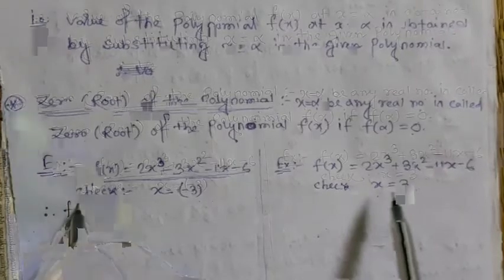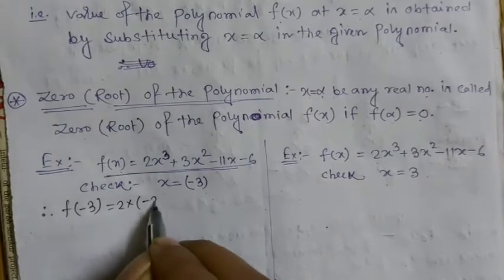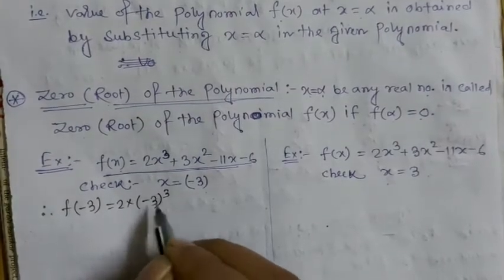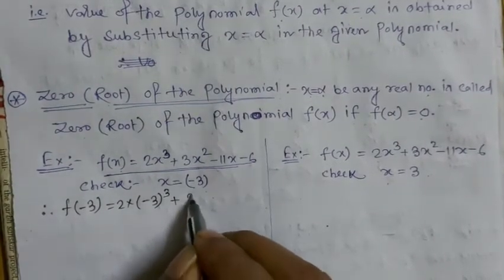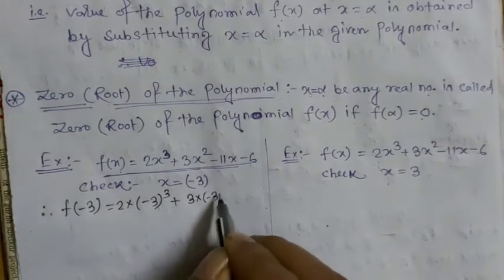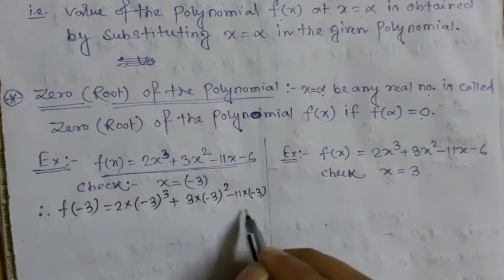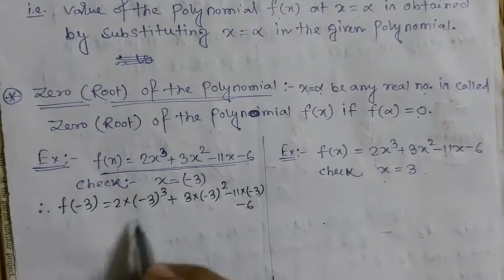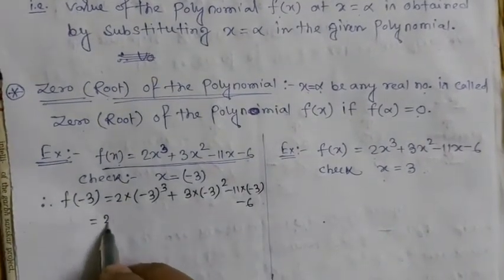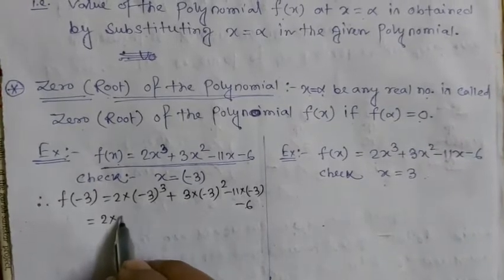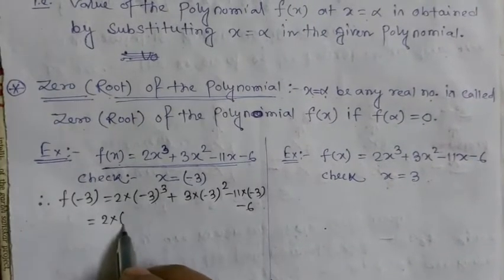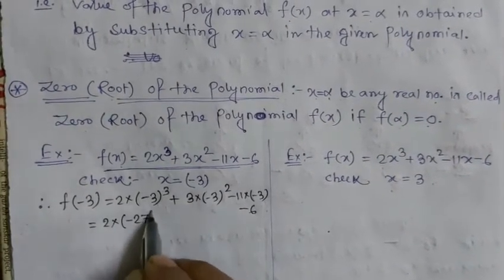F of -3: 2 into -3 whole cube, that means -3 multiplied three times, then 3 into -3 whole square, then -11 into -3, then the -6. So -3 whole cube, that means -3 into -3 is 9, into -3 is -27.